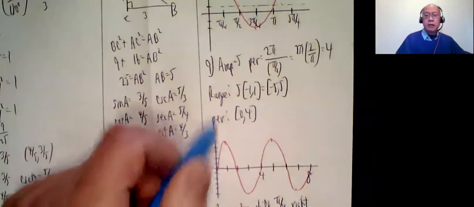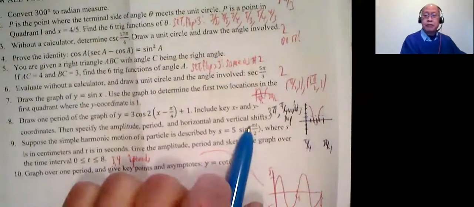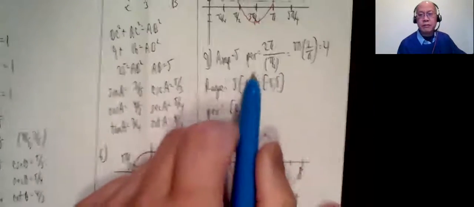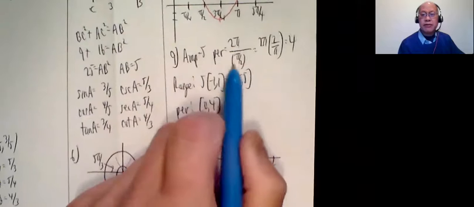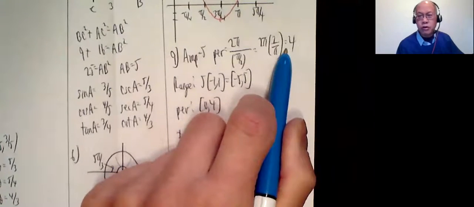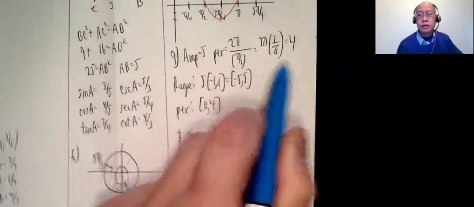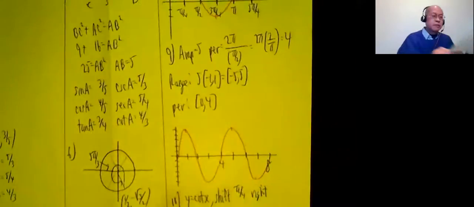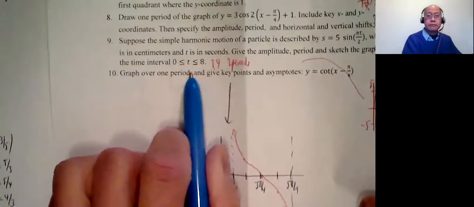Okay, number 9, amplitude is 5. Okay, the b is pi over 2. So period is 2 pi divided by pi over 2. If I divide by pi over 2, I multiply by 2 over pi. Pi's cancel out. You have 4. So 1 period is 4. On the graph, they tell me to go out to 8, which means I'm graphing 2 periods.